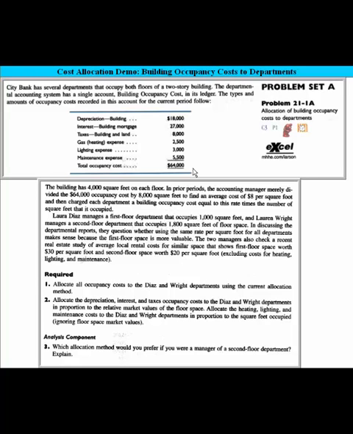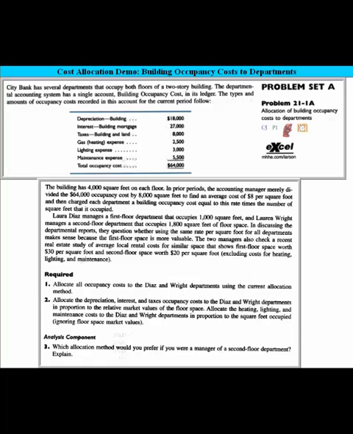Now they're questioning whether the same rate per square foot for all departments is a proper approach to use, because the first floor space is more valuable. So they check a recent real estate study of average local rental costs, and they find that the first floor space is worth $30 per square foot, and the second floor space is worth $20 per square foot. And that excludes cost of heating, lighting, and maintenance. So let's tackle part one first, which is the traditional way: allocate all occupancy costs to the Diaz and Wright departments using the current allocation method.